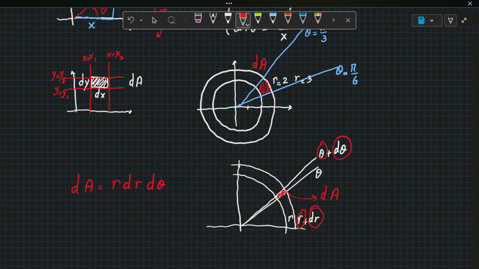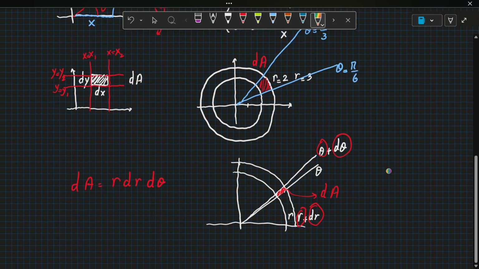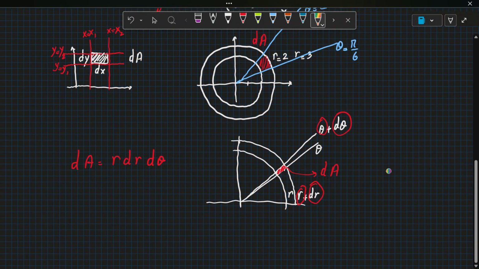So this element of area that has this particular shape here is going to be the product of these three items, dr, r itself, and d theta. Let's see how. It's a very simple derivation based on the area of a circle that you remember from middle school. Essentially, that quickly is going to give us what we are after here.